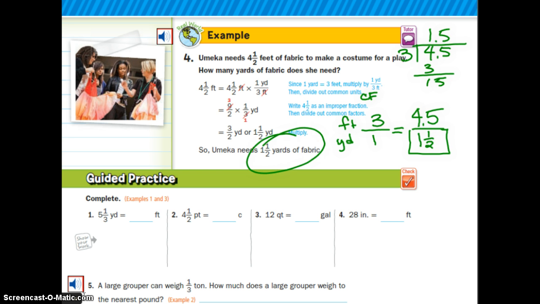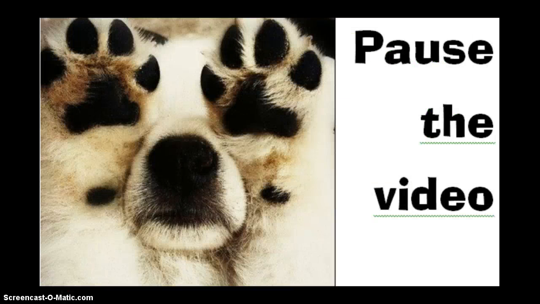1.5. And then you have to finish it up with what it is. In this case, it's yards. Yumika needs 1.5 yards of fabric to make these costumes. All right, time for you to do the guided practice. See you soon. Pause the video.